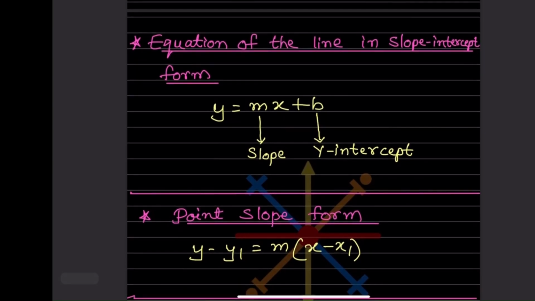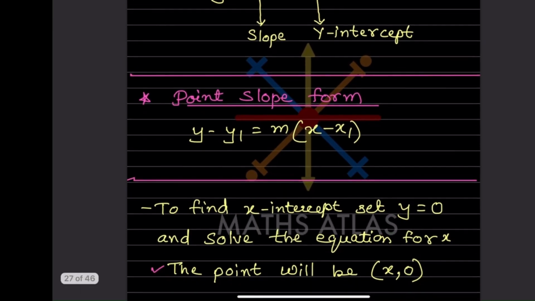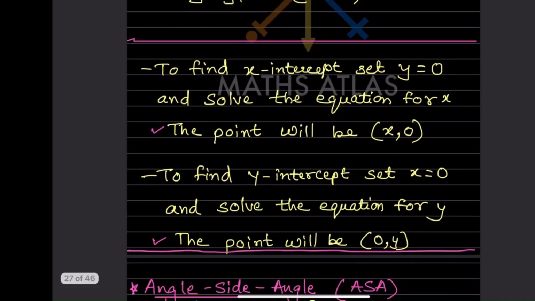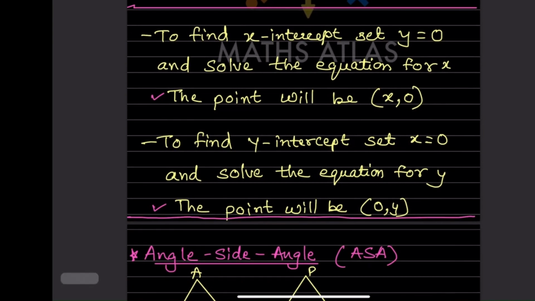The equation of the line in slope-intercept form. Whenever there is a slope-intercept form, it should be y is equal to mx plus b. Here m is the slope and b is the y-intercept. So y is mx plus b. Then for the point-slope form, y minus y1 is m into x minus x1.